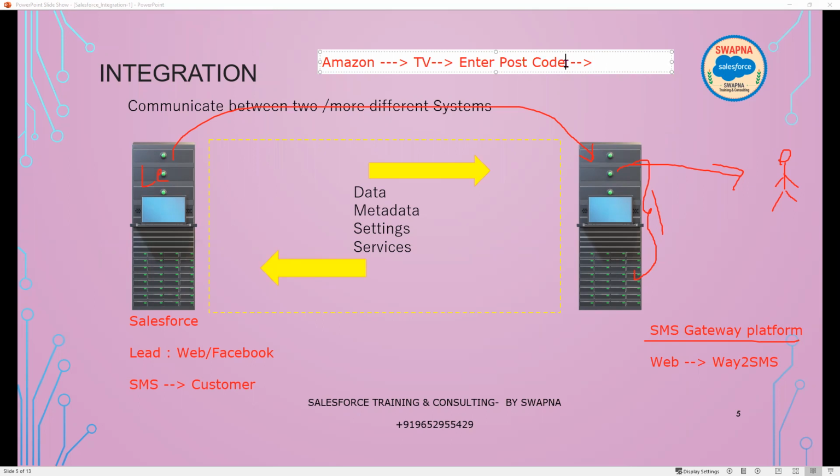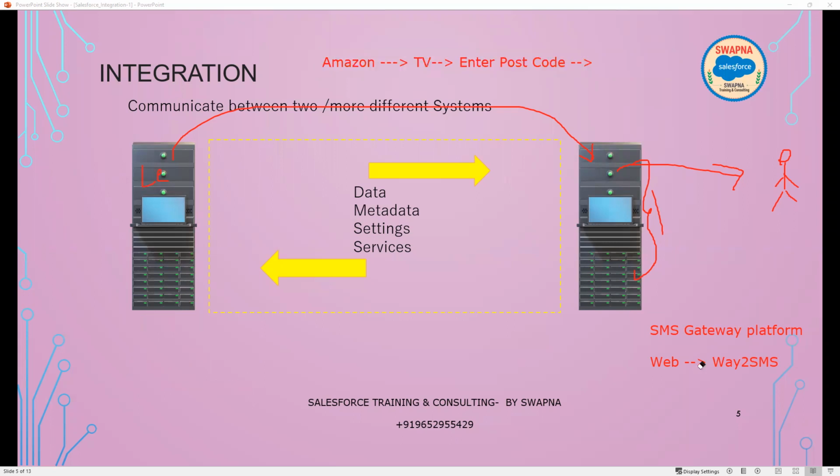If a delivery option is not available to Madhapur, then we give another postal code, Hi-Tech City. I'm just entering the postcode. What is happening here? On this side, I have the Amazon system, and on this side, I have a postal code API.